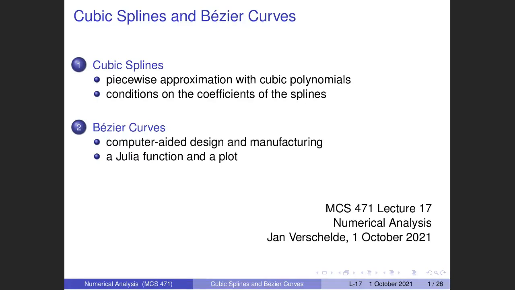Then very much related to splines are curves. So you can see a spline as an approximation of a function. A Bézier curve is where you have two functions. One function is for the x-coordinate and the other function is for the y-coordinate. So Bézier curves are used in computer-aided design and manufacturing. So we will end with a Julia function, and there is a plot that is made with a Jupyter notebook posted at the course website.